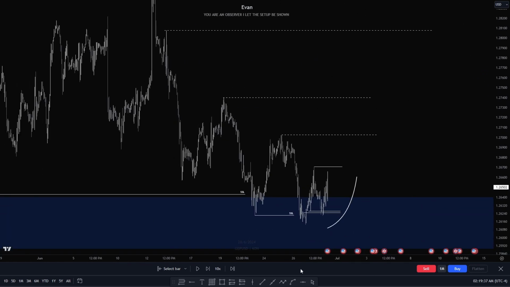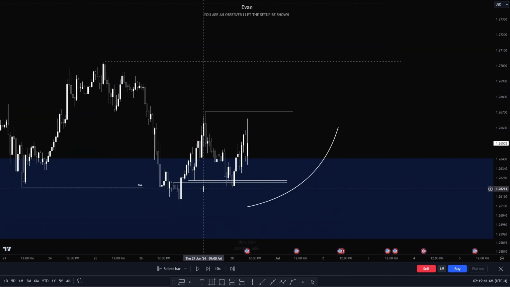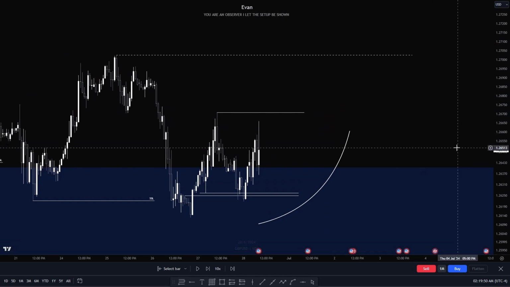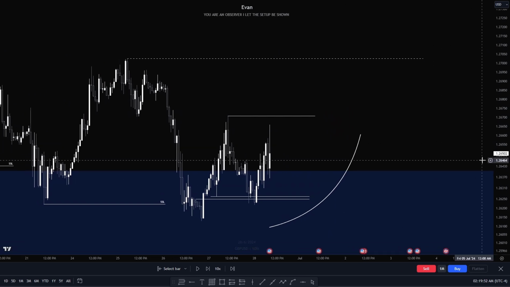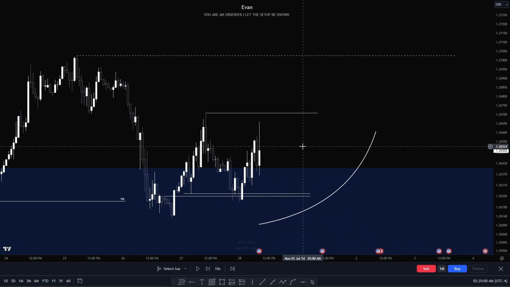Zooming into the 1-hour, and this model, we're tracing back into this 4-hour. We're expecting this to retrace to this high right here. It's in alignment with the higher time frame, which makes it highly more probable. So, doesn't seem to be any fair value gaps right here.